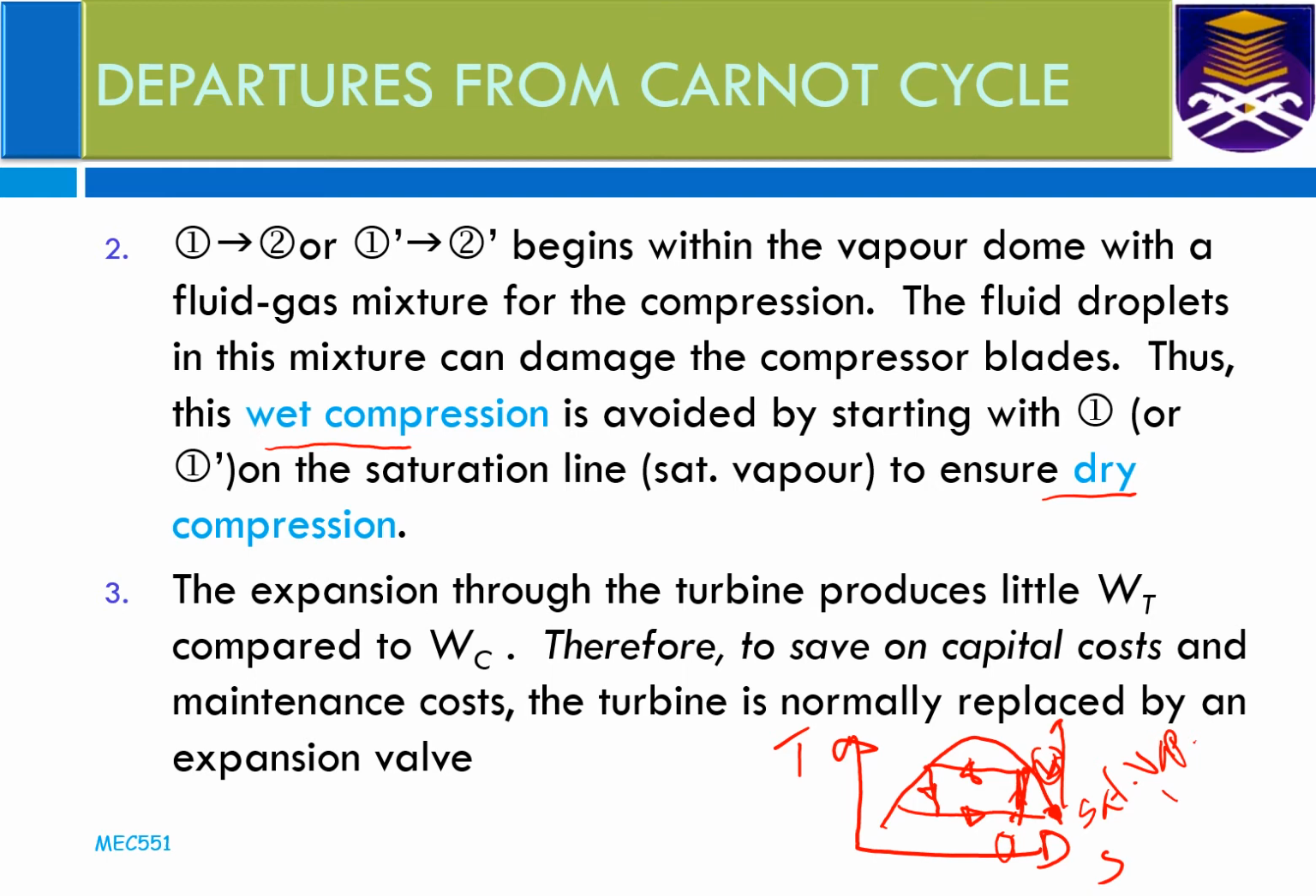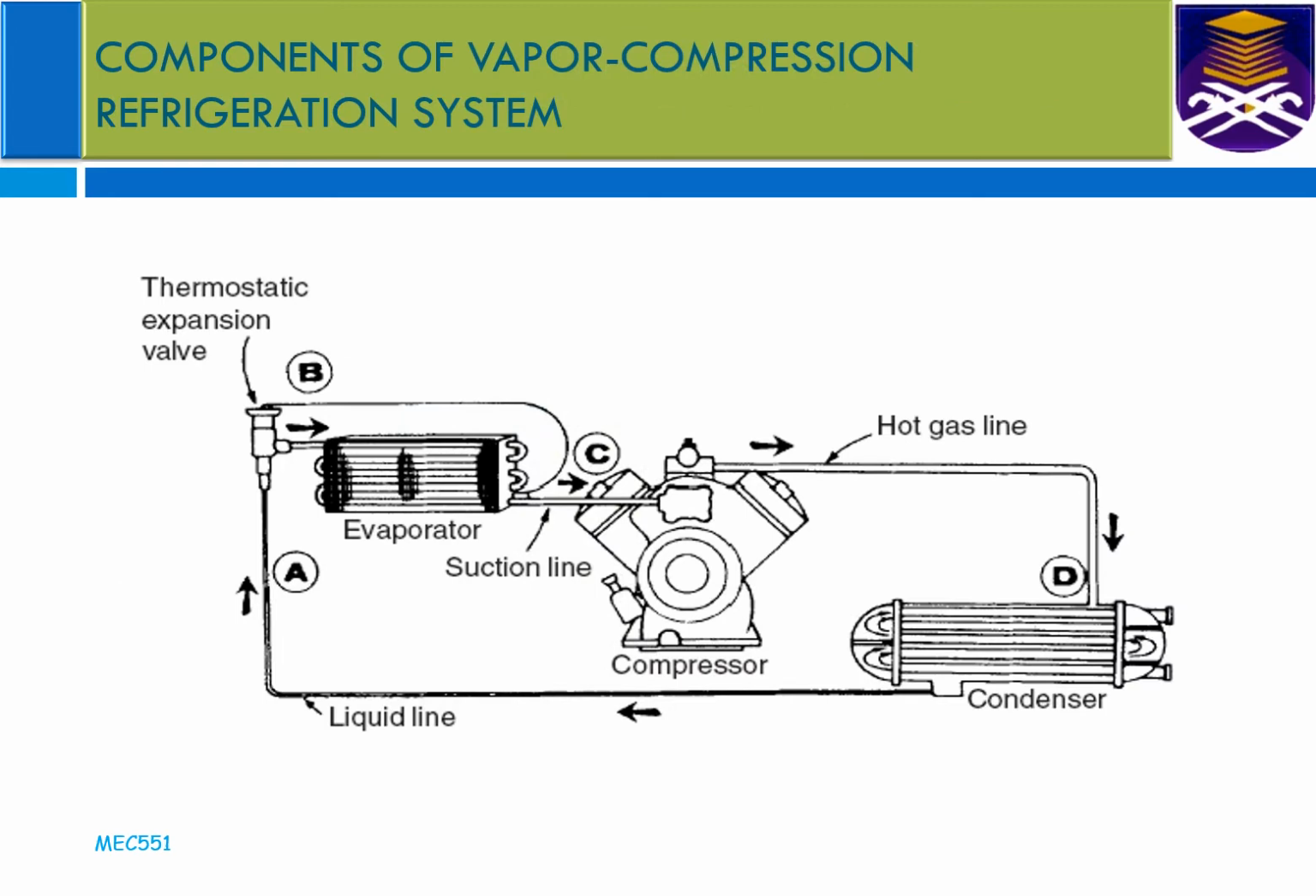And then finally the turbine, which is used for the expansion of the working fluid, increases the capital cost and maintenance cost. So normally the turbine is replaced by an expansion valve in order to minimize the cost.